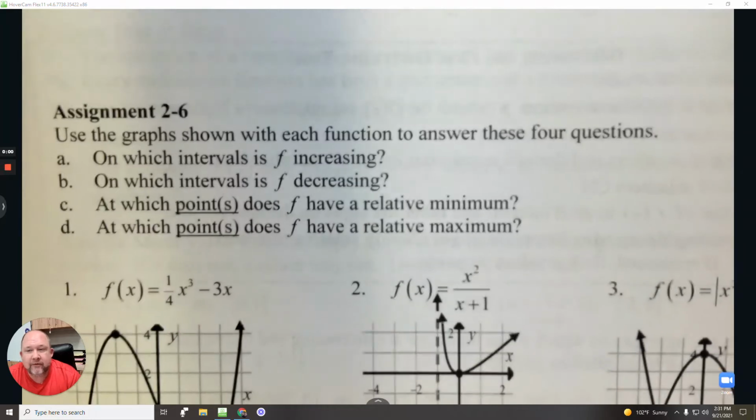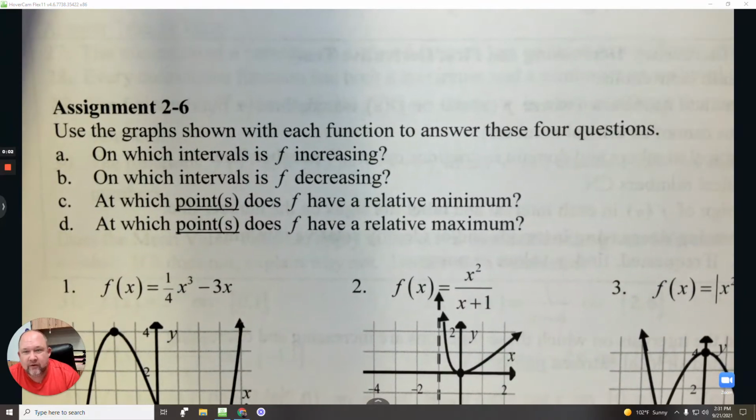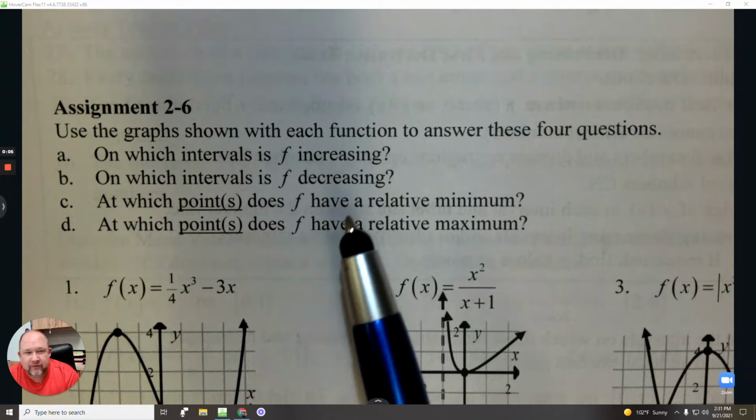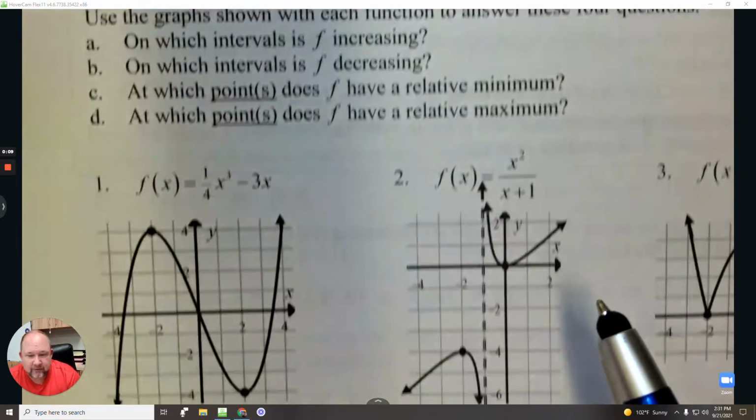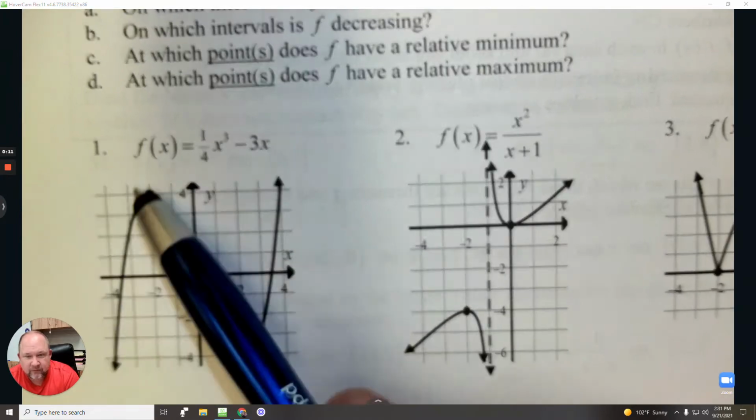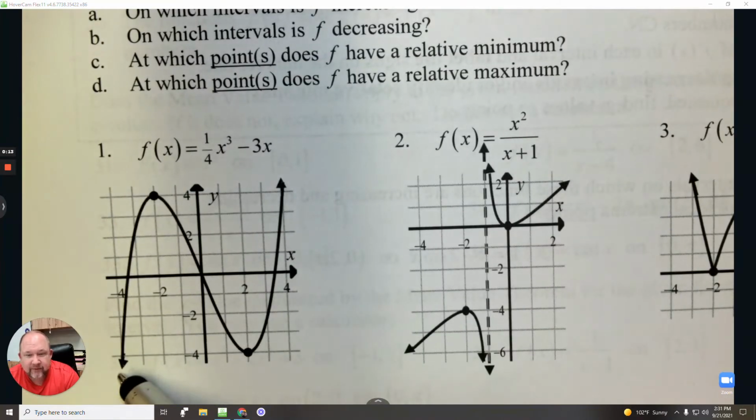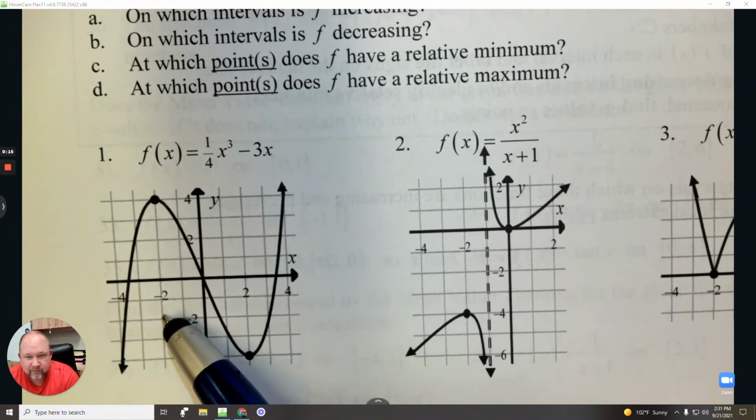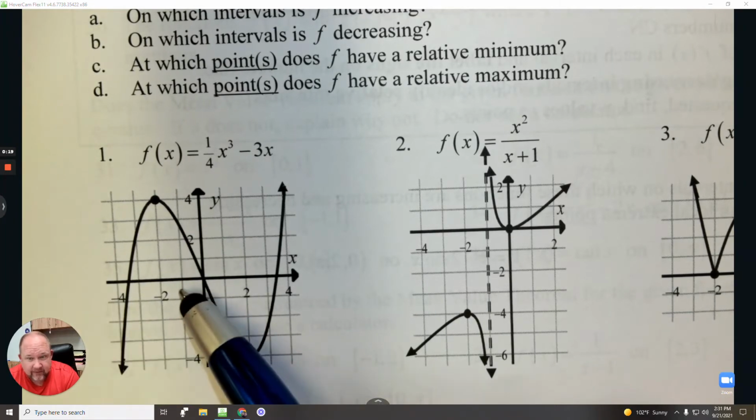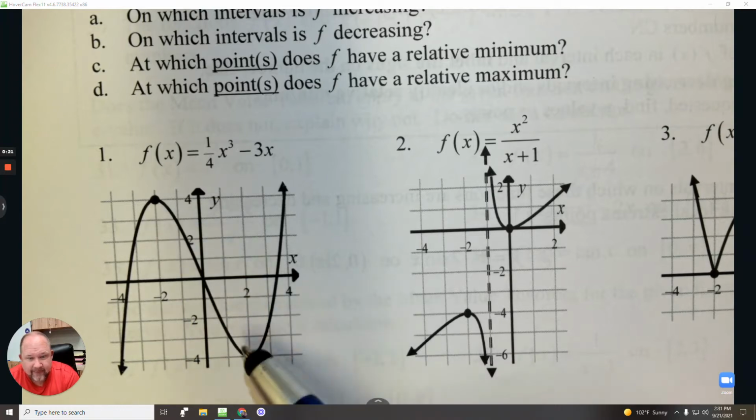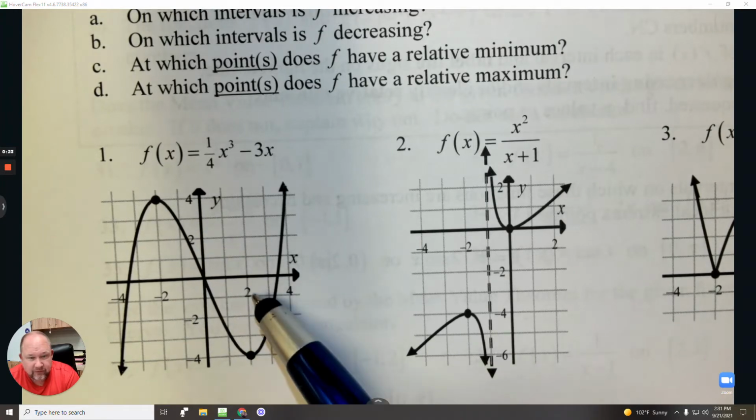All right, assignment 2.6. We're going to use these graphs and say where it's increasing, decreasing, and where the maximums and minimums are. So it's increasing if it's rising. So from negative infinity up to negative 2, it's rising. So we go by the x values. From negative infinity to negative 2, it's rising. It also is rising from 2 to infinity.